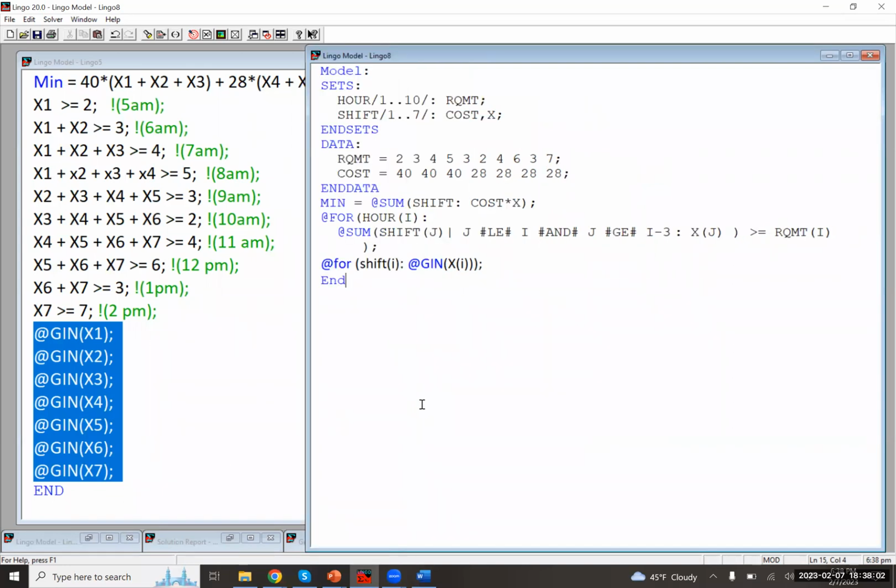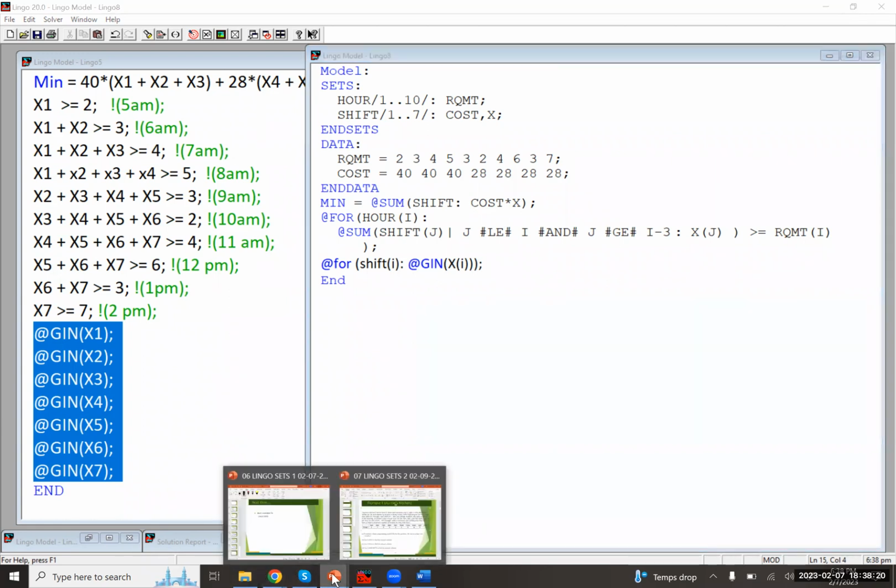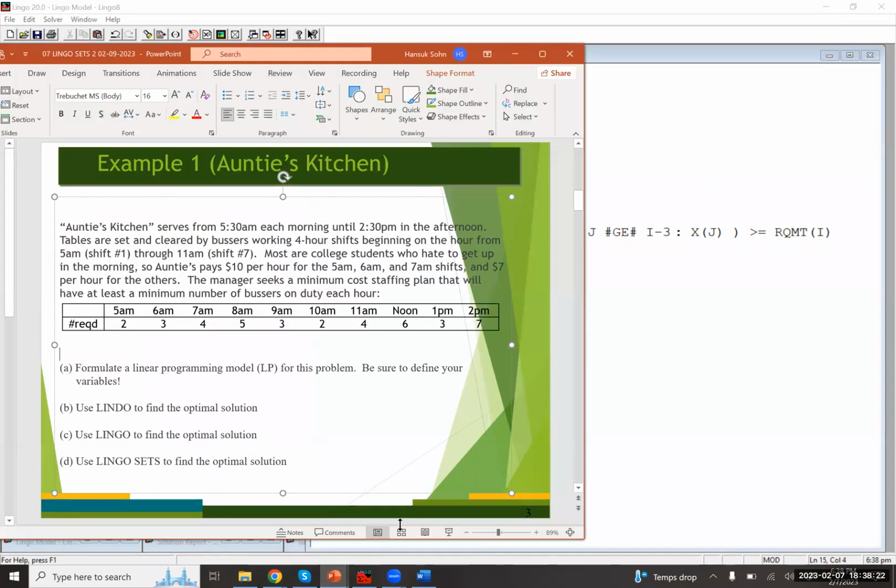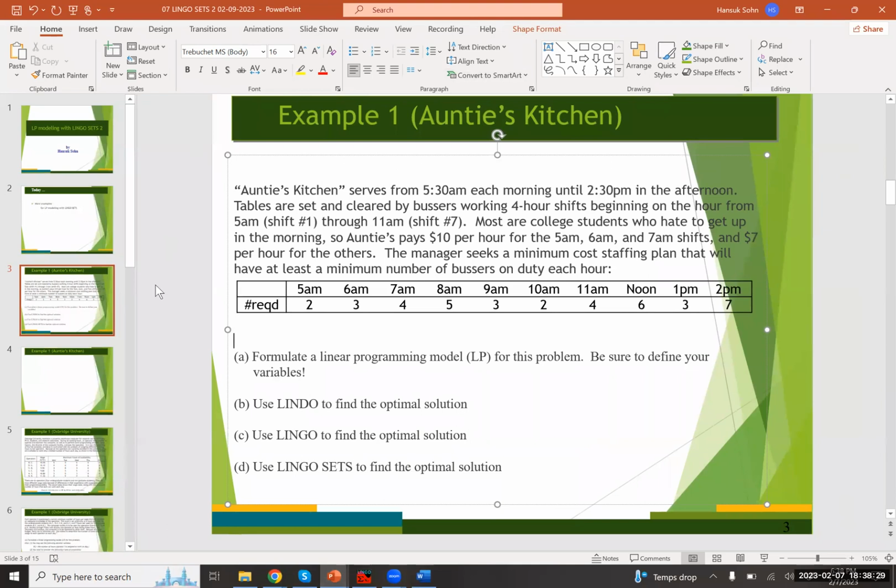So what's next? Let's go back to our slides. This is our first example problem.